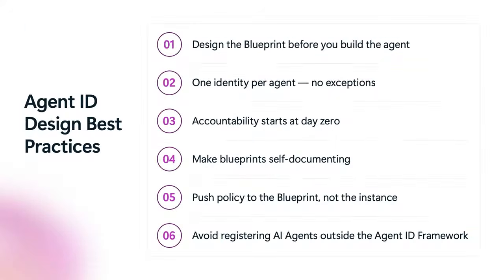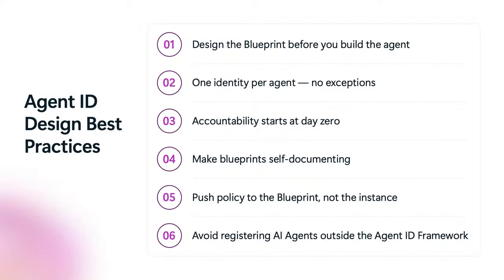So, six practices here. Let me walk through them quickly because each one has a reason behind it. Start with a blueprint before you write any code. I know that feels backwards, but if you build the agent first and wire up identity later, you are retrofitting permission into something that's already running. One identity per agent. No exception. Shared identities are a nightmare. Every blueprint needs a sponsor and an owner on day 0. Not optional. The API will literally reject the request if either field is blank.